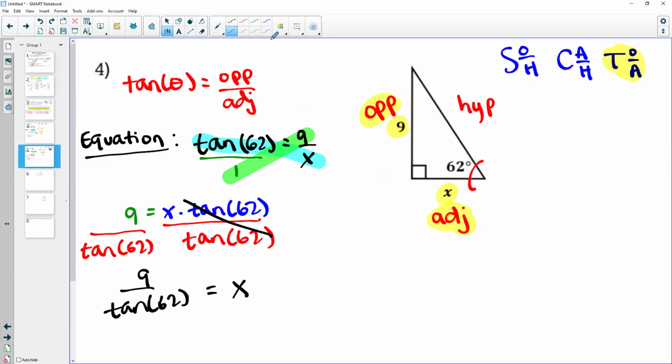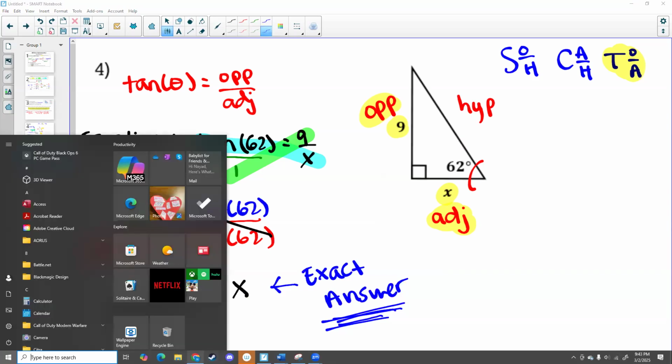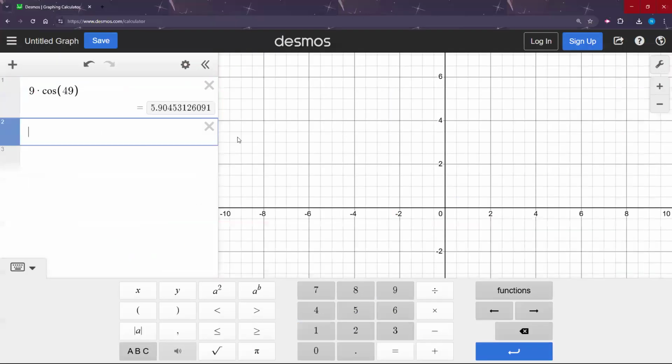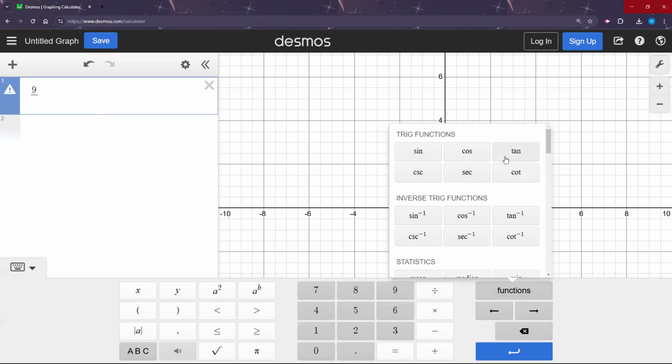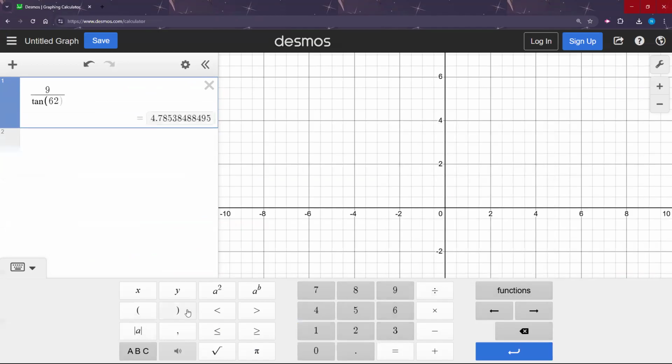This right here represents your exact answer. When you get the x equals part, that is your exact answer. Please label that in your notes because we're going to follow a very specific format when we take our quiz later this week. So our value for x is 9 divided by tangent of 62. Let's go to our calculator and see what value that gives us. We're doing 9 divided by tangent of 62.